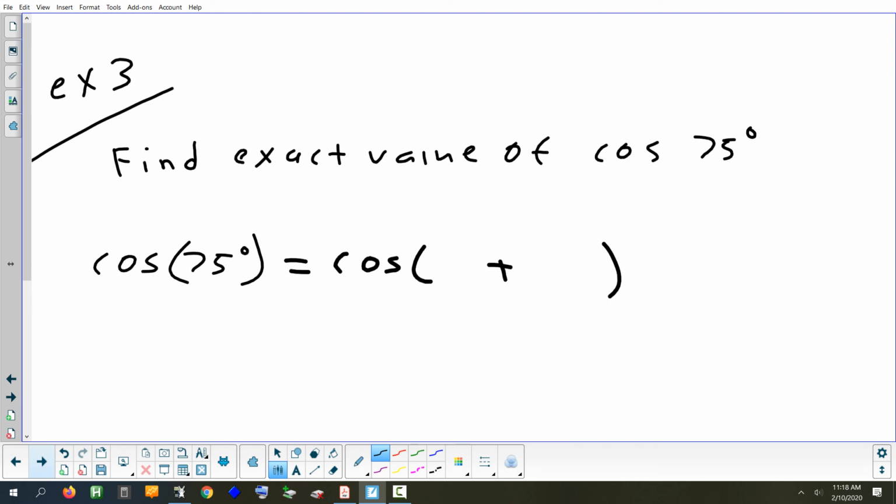So you have to pick two numbers that add to give you 75, and they have to be numbers that are multiples of 30 and 45. Yeah, 45 and 30. So it's pretty much as easy as you could get. 45, 30. And now it's just a matter of plugging in 45 and 30 everywhere you had an alpha and a beta.